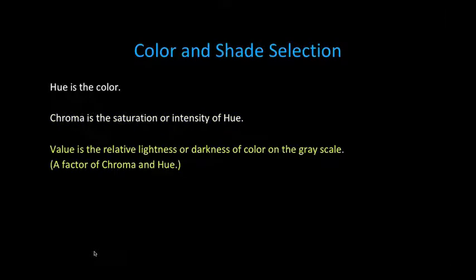And then value is the relative lightness or darkness of color on the gray scale. So for example, dark blue is going to be lower on the gray scale than lemon yellow. Now, clinically, what's of importance to us is that because we're working with a limited color range, value is actually the most important factor in shade selection.